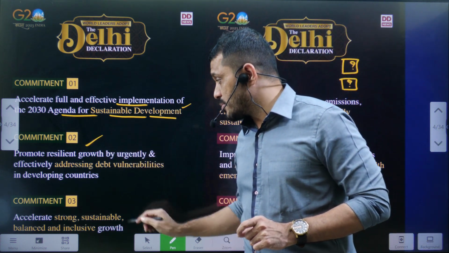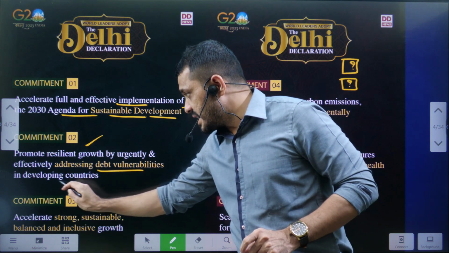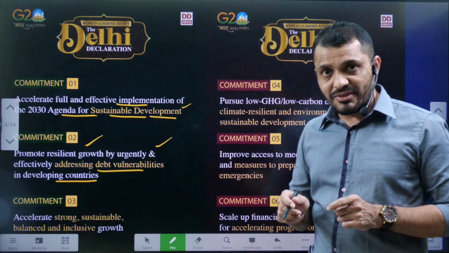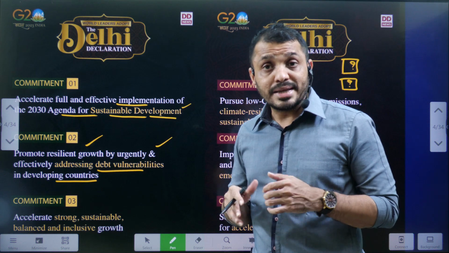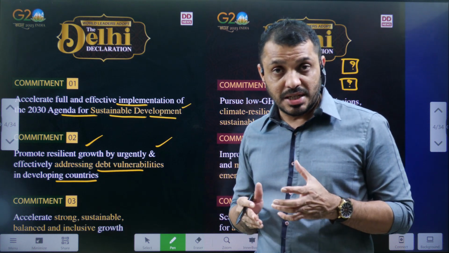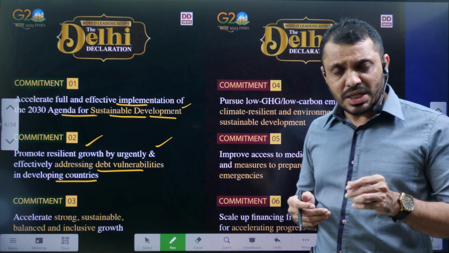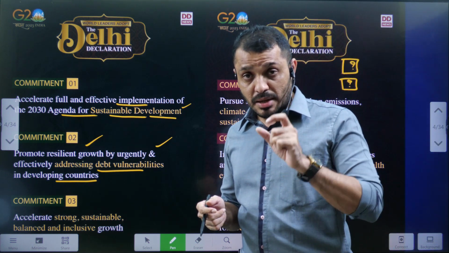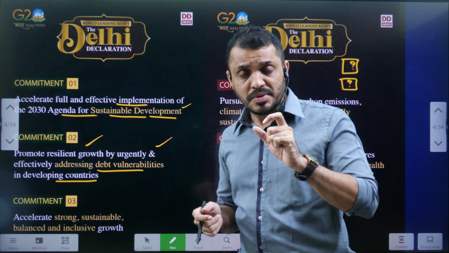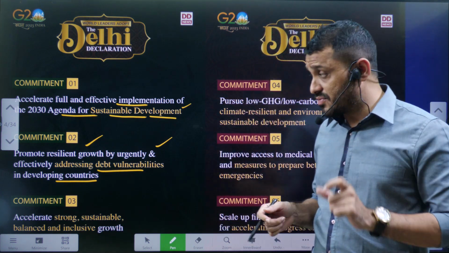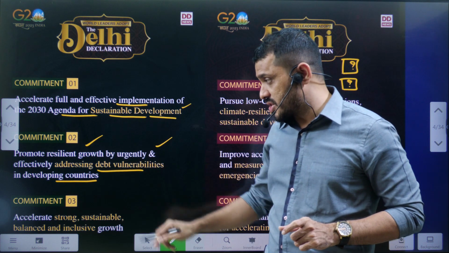Commitment 2 is about addressing the debt vulnerabilities of developing countries. Why are the developing countries experiencing debt vulnerabilities, and what financial issues are they facing? You know that India is leading the Global South in this context. So India is mainly advocating for the problems faced by the developing nations.